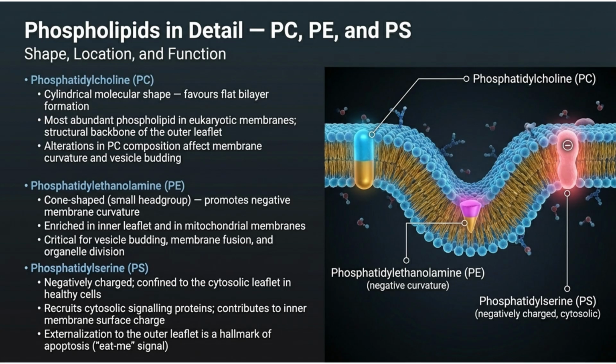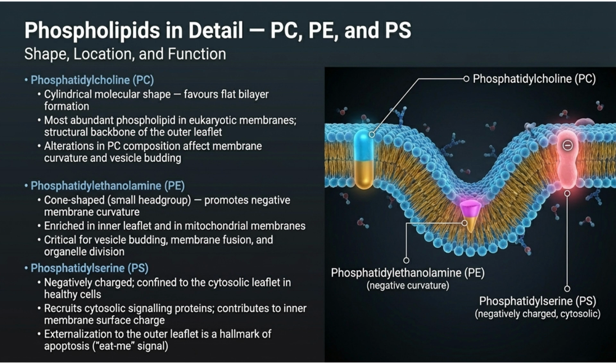Phosphatidylethanolamine's cone shape deserves careful attention because it illustrates an important principle. Membranes do not just need to be flat. In many biological contexts, membranes need to curve dramatically. Vesicle budding, membrane fusion between the sperm and oocyte plasma membranes at fertilization, the division of mitochondria. All of these require controlled, localized bending. Phosphatidylethanolamine, by promoting negative curvature, essentially helps the membrane bend inward. Its enrichment in the inner leaflet and in the highly curved inner mitochondrial membrane is a perfect illustration of structure serving function.